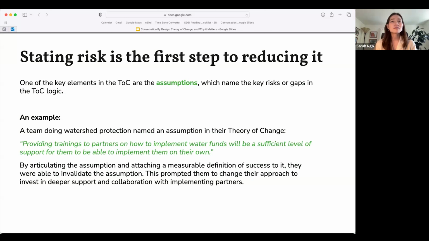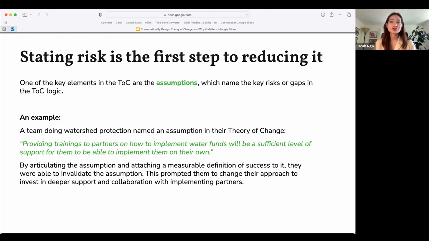One of the key elements in the theory of change are the assumptions, which name the key risks or gaps in the logic of the theory of change. An example I wanted to share: a team that is doing watershed protection named an assumption in their theory of change that providing trainings to partners on how to implement water funds would be a sufficient level of support for them to be able to go implement those water funds on their own. When this team articulated the assumption, they also attached a measurable definition of success to it in the form of an intermediate result.